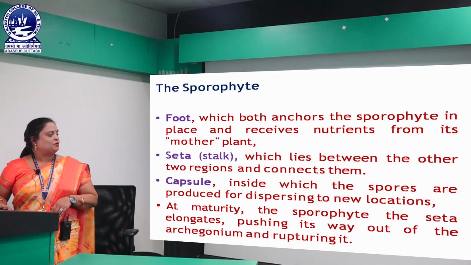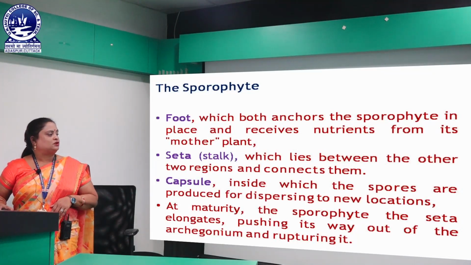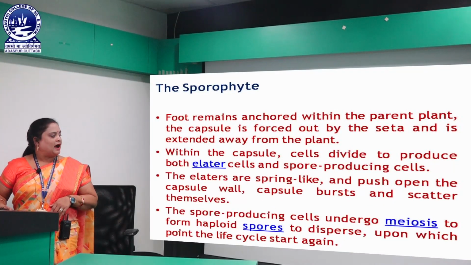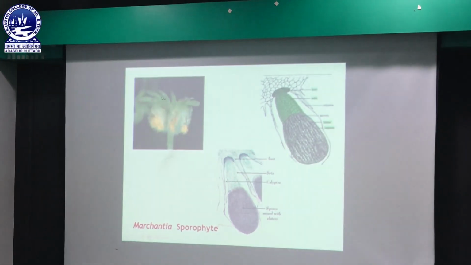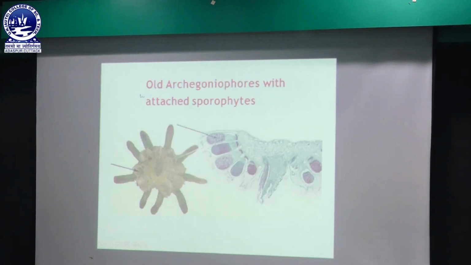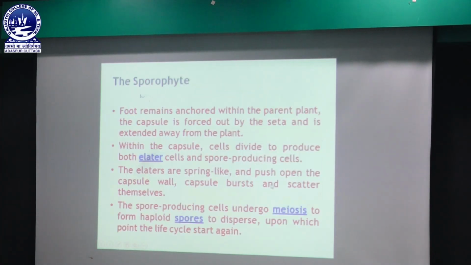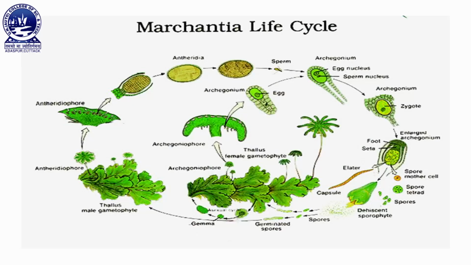The capsule is protected by two layers of protective covering, the perigynium and the calyptra. So, the capsule encloses the spores. When the capsule matures, the spores are released by dehiscence of the capsule. Dehiscence of the capsule means there will be a slit in the capsule wall from which the spores will be released. The spores, on falling on a suitable substratum, will germinate, forming the thallus of Marchantia. So, this is the Marchantia sporophyte, and this is the full life history of Marchantia.